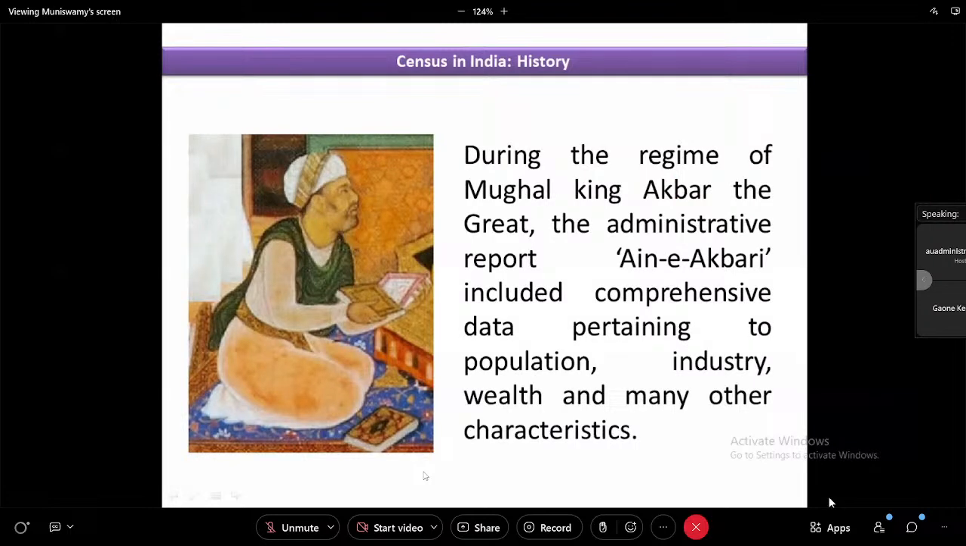Next you see, during the reign of the Mughal King Akbar, the great administrative report Ain-i-Akbari included comprehensive data pertaining to population, industry, wealth and many other characteristics. Previously in Kautilya's Arthashastra, he concentrated only on the total number of population. But in Akbar's reign, they concentrated on population, industry, wealth, and many other characteristics.